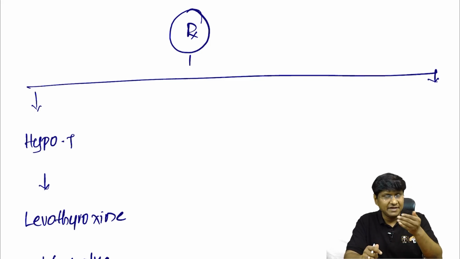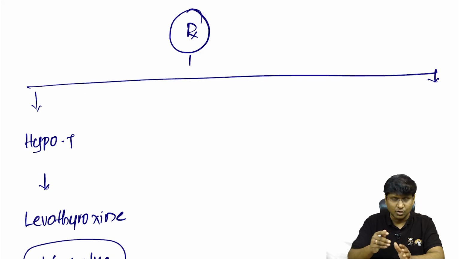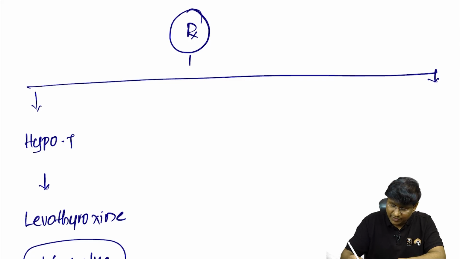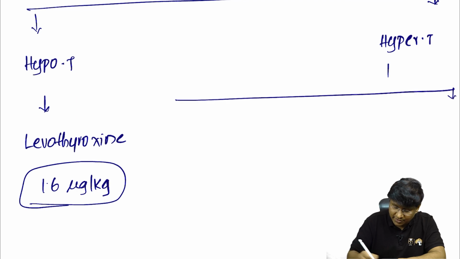If the individual has underlying coronary artery disease, you need to start with a low dose and step up. But if the patient does not have any cardiac disorders, then you can give a full dose of 1.6 micrograms per kg body weight, right? Then we take the case of hyperthyroidism. In hyperthyroidism, what are the various options of drugs that we need to give? You need to give beta blockers, that is propranolol.